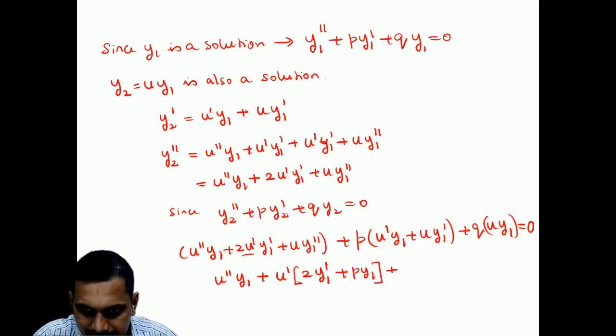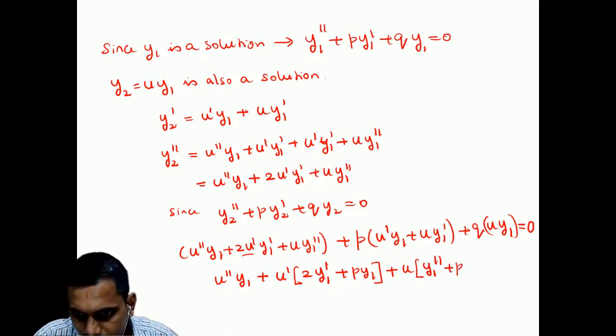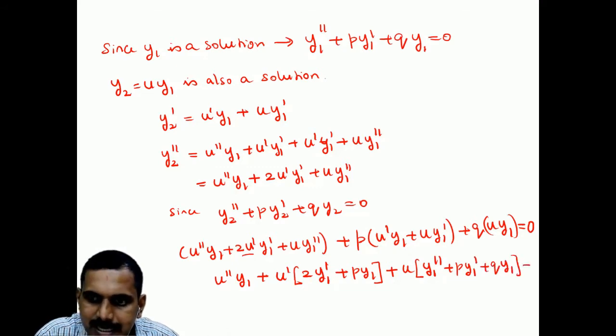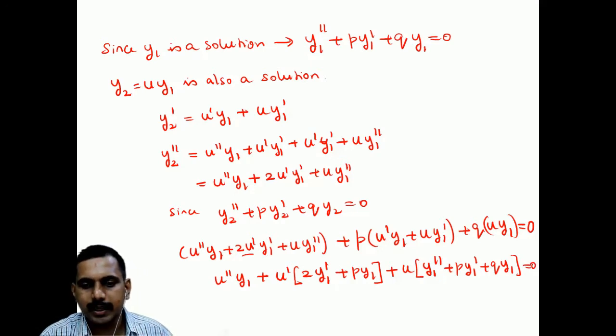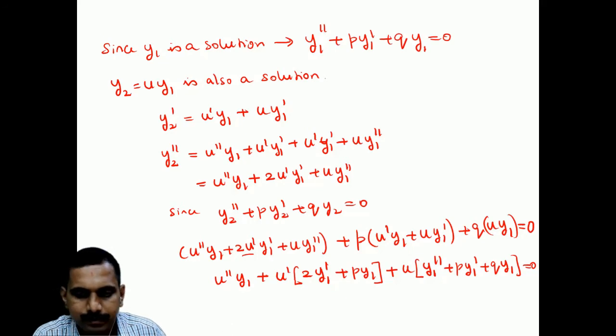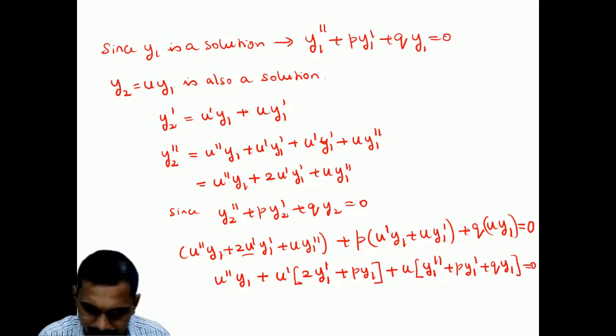Then plus what is remaining, let us take. We have U here. U comes as y1 double dash plus P into y1 dash plus Q into y1 is equal to 0. Agreed, students? Can you see below here? If I write it here, can you see, students? Yes, sir.